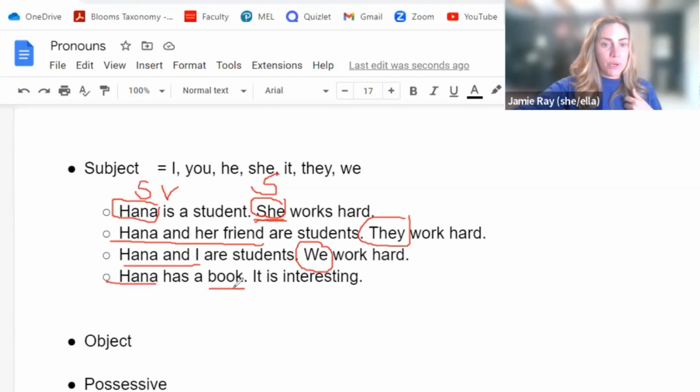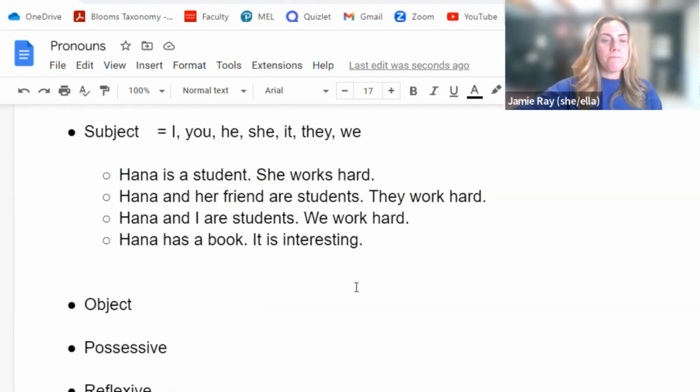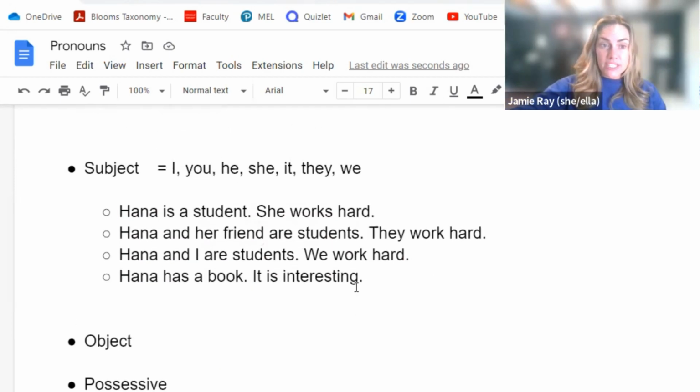Hannah has a book. What about it? It is interesting. It is a pronoun that we use to refer to things that are singular, that are one, and that are not alive usually, okay? Like not human. So that's how you use the subject pronouns.